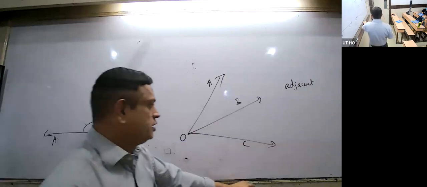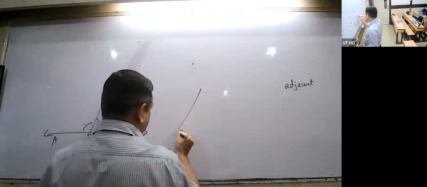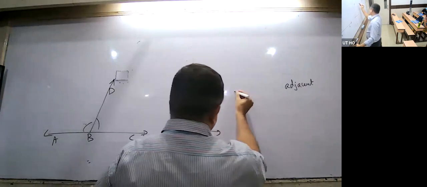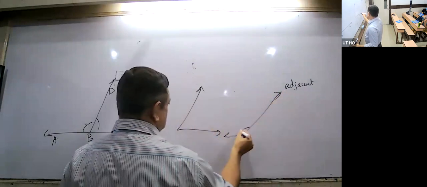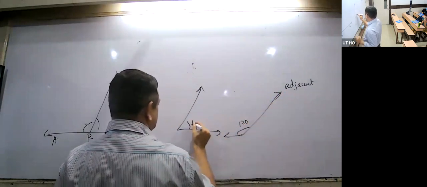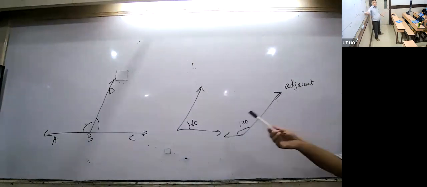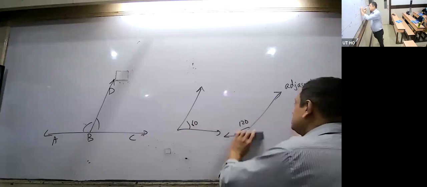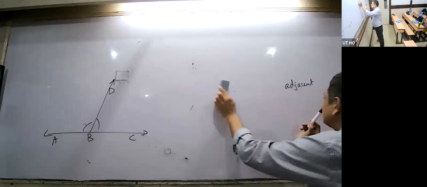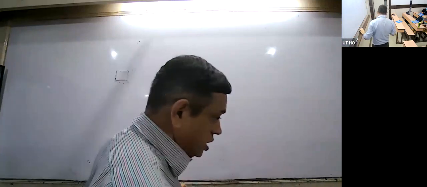Over here, this is 120 degrees, this is 60 degrees, adding up to 180 degrees. They are which type of angles? Supplementary angles, but they are not a linear pair. Are you following the difference? Yes. So that is the condition. Adjacent angles you got, linear pair angles you got.